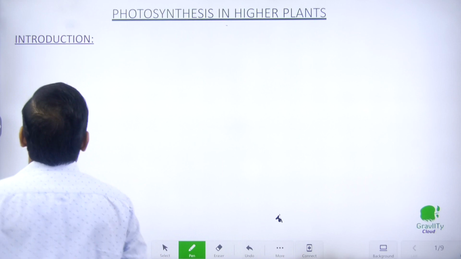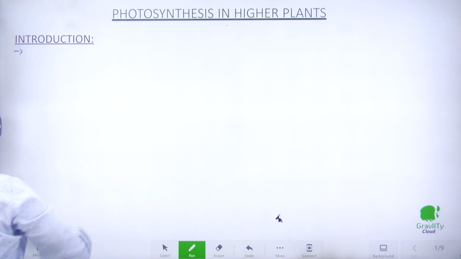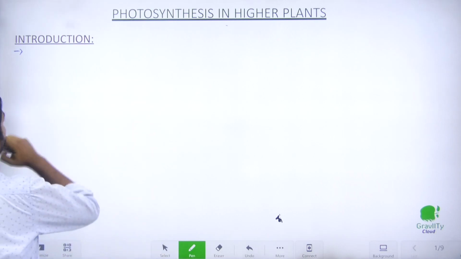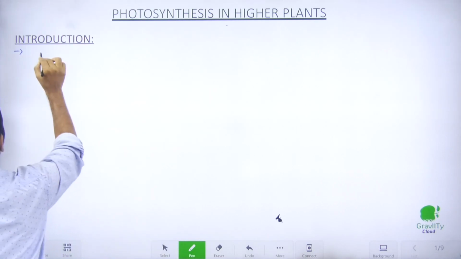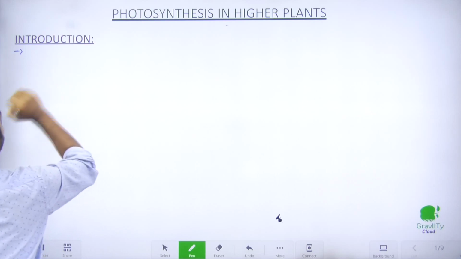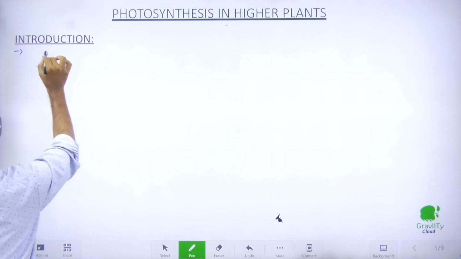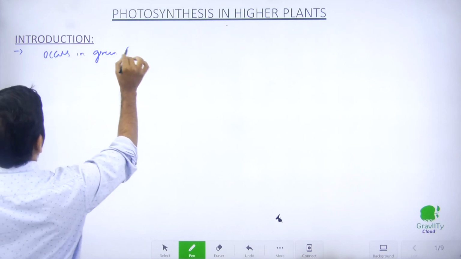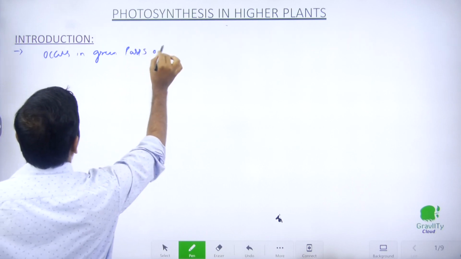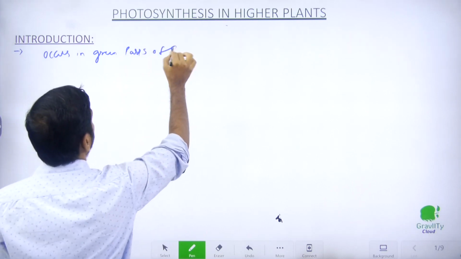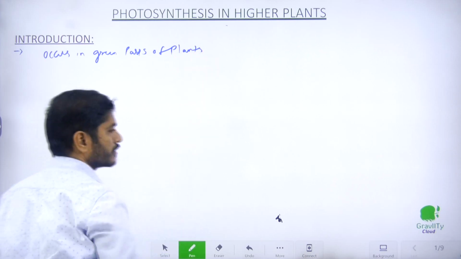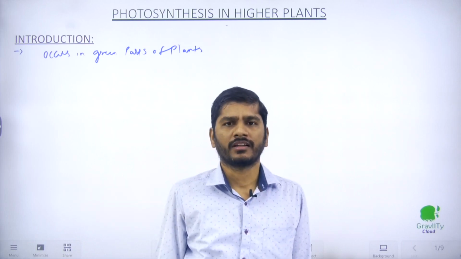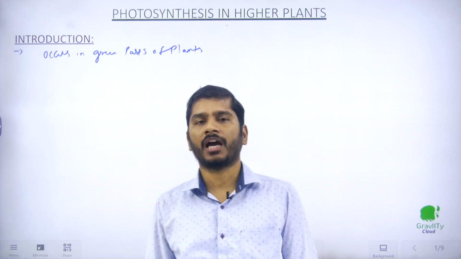So in the introduction, what exactly does it mean? Let us understand here. Photosynthesis is an anabolic process, and it basically occurs in green parts of the plant. Why only in the green parts? Because they contain special molecules there, so that's why it happens there.